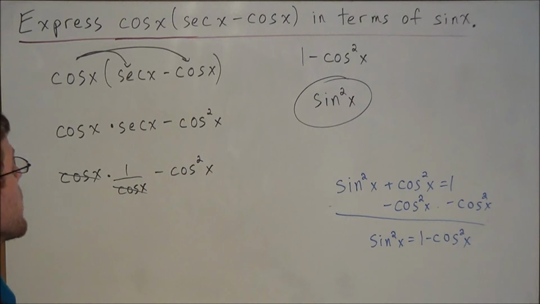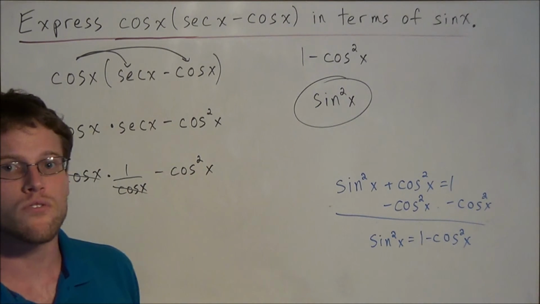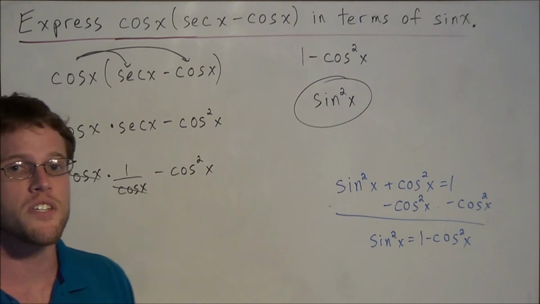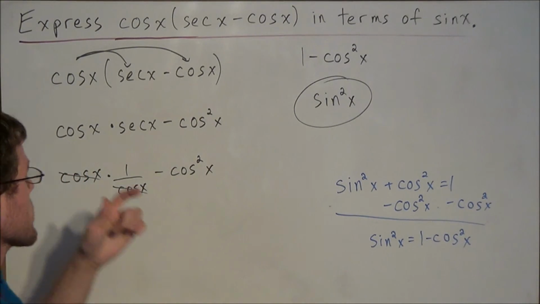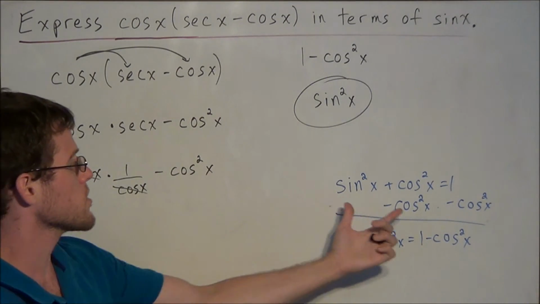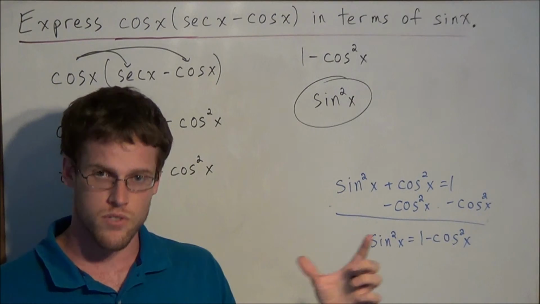Just to recap, whenever you see one of the reciprocal trig functions like secant, cosecant, cotangent, it helps to write them in terms of sine or cosine, and then try to make use of this identity to simplify everything further.